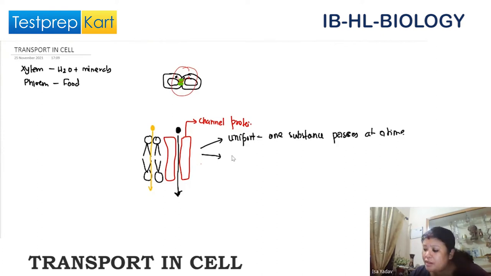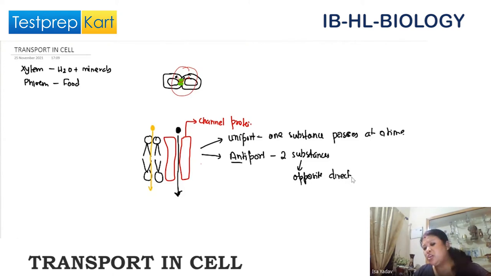Next we have antiport. The word anti itself tells you that there are two substances, but these substances are moving in what direction? They are moving in opposite directions. Is this clear? Suppose, for example, if one is moving here, the other one will move like this. This is called antiport.